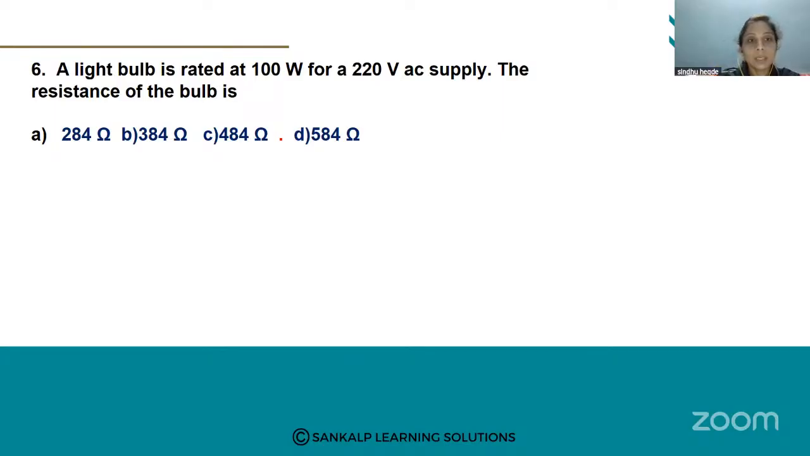A light bulb is rated at 100 watt for a 220 volt AC supply. The resistance of the bulb is? See, it's very easy. Here they give a question related to resistance. Okay, what are the given things here?